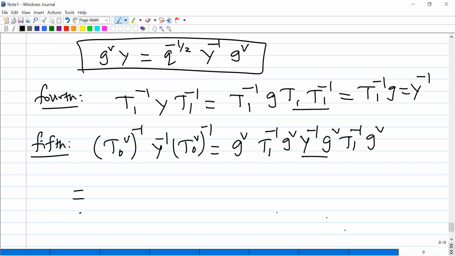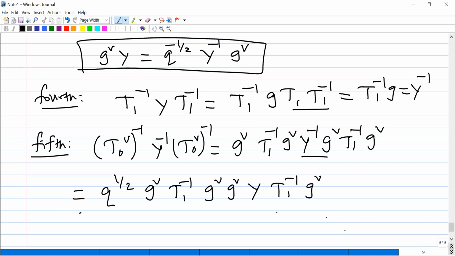I don't remember what I did, but anyway, I will just write down what it is. It is just equal to, so I am multiplying by G and G inverse, I guess. What I get is Q power of G check T1 inverse G check Y T1 inverse G check. So I have replaced this by this. Now these two will be identity, so that will go away.